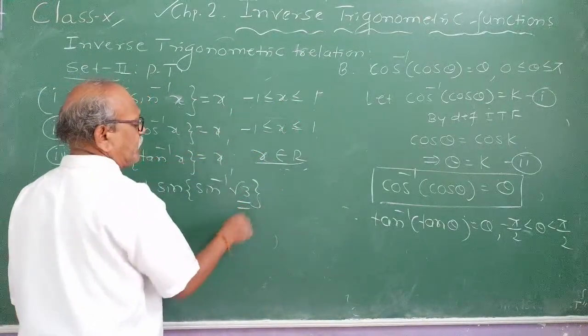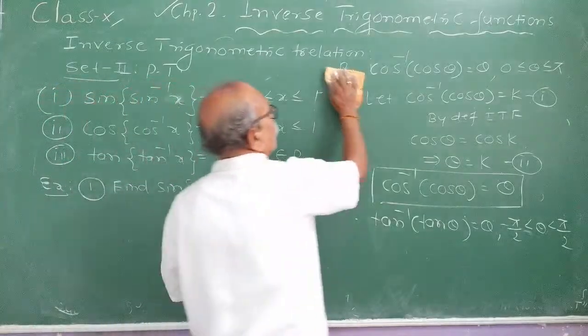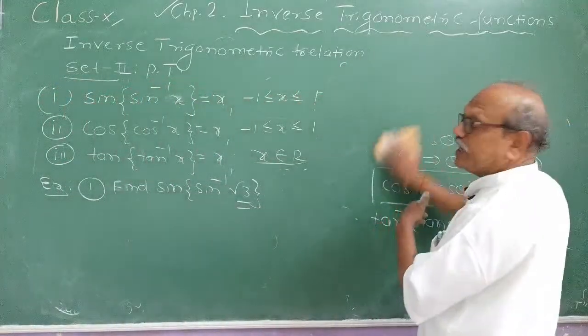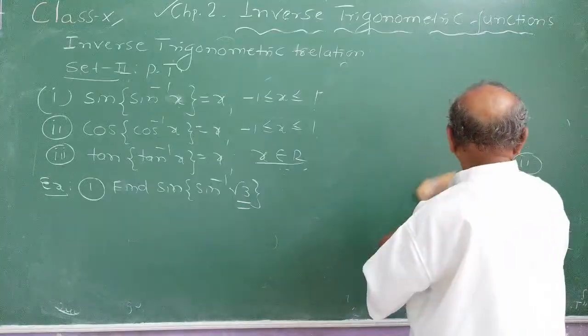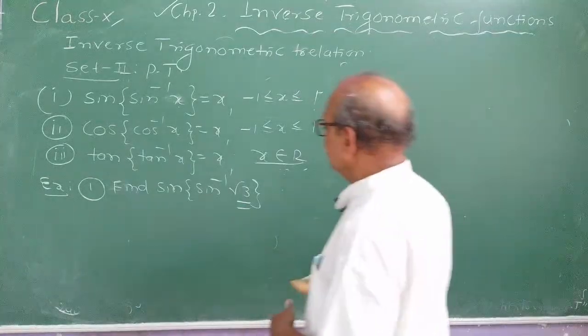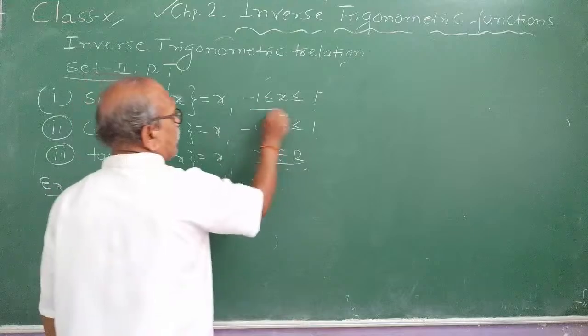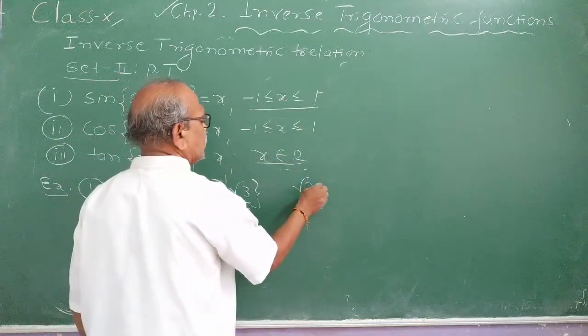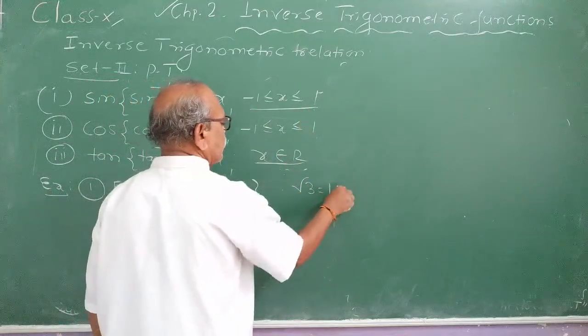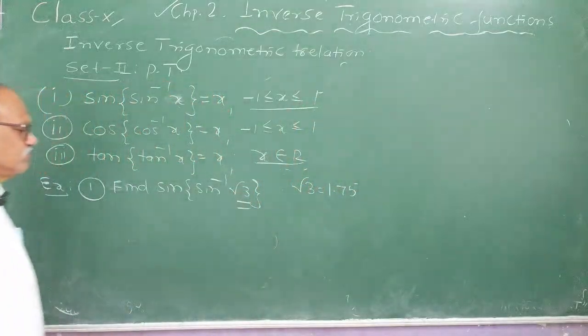What is the value of root 3? Think and tell me. See, root 3 should lie between -1 and +1. The value of root 3 is 1.75, which means greater than 1.